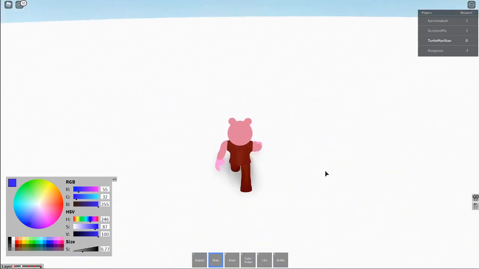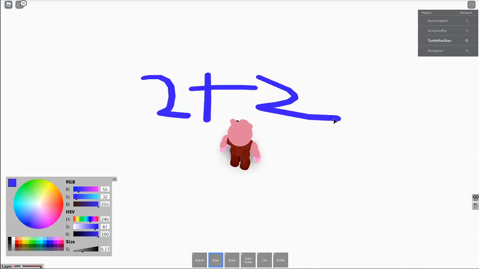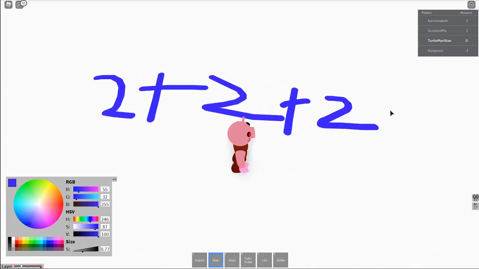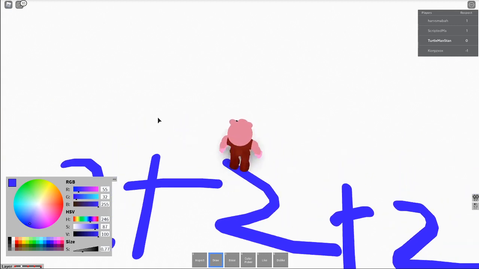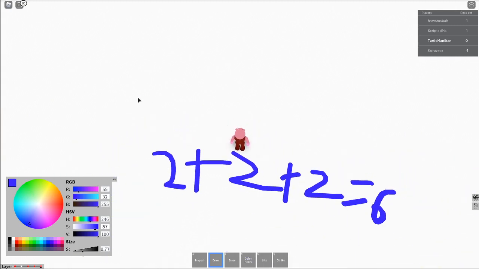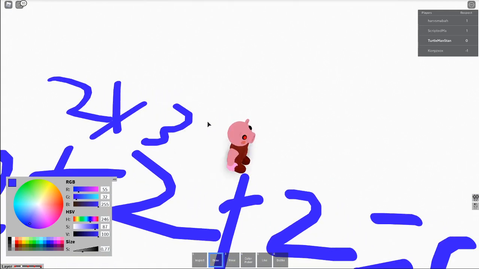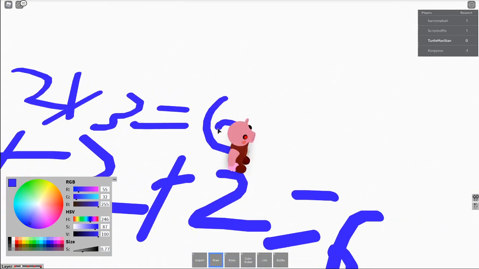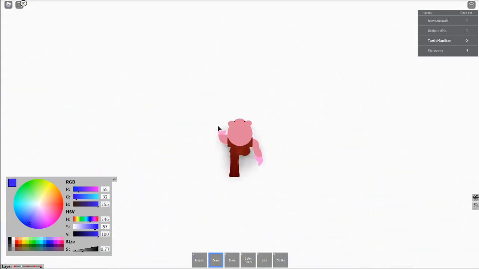And so now we're gonna do multiplication. Multiplication is pretty much doing this. So 2 plus 2 plus 2, which equals 6. But instead of doing it like that long equation, we could do it like this. So 2 times 3, which equals the same amount. So it's a little bit easier. That's just an example. But let's continue on.